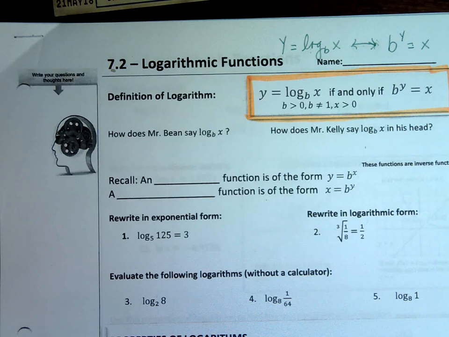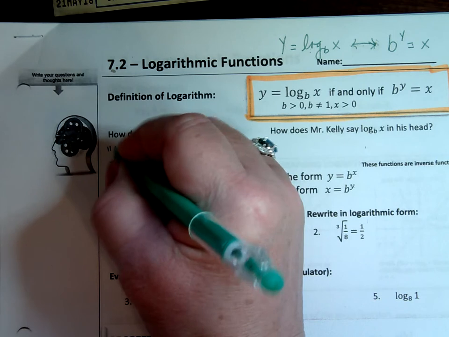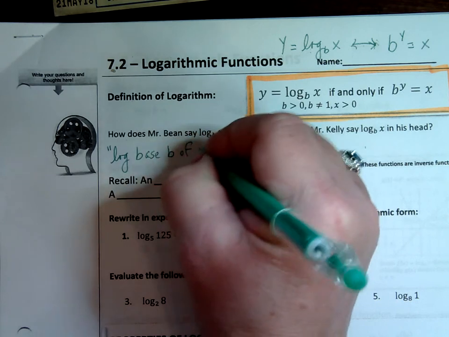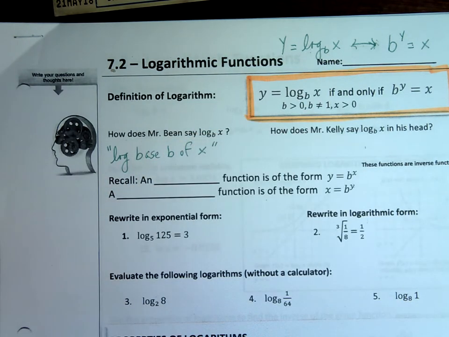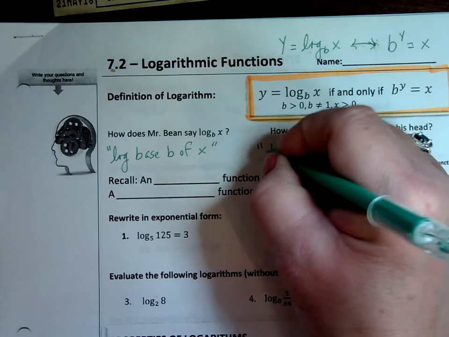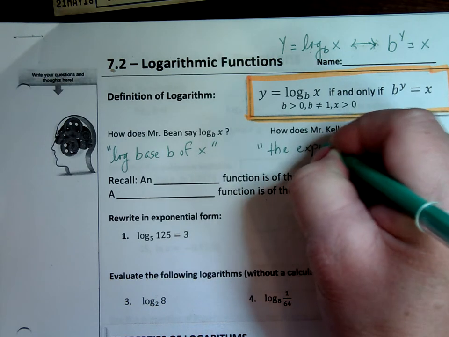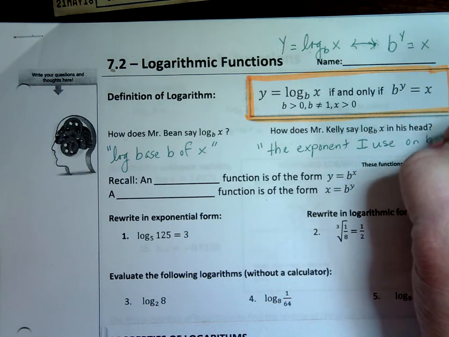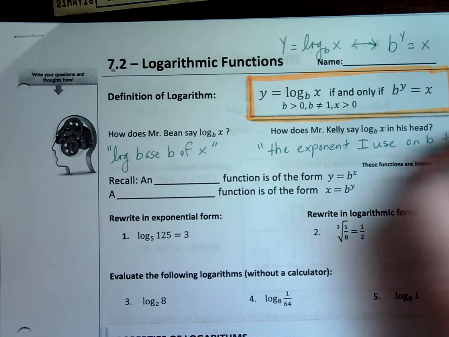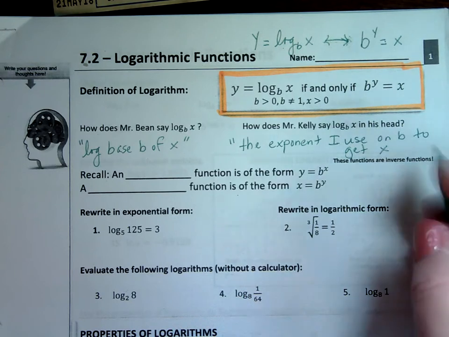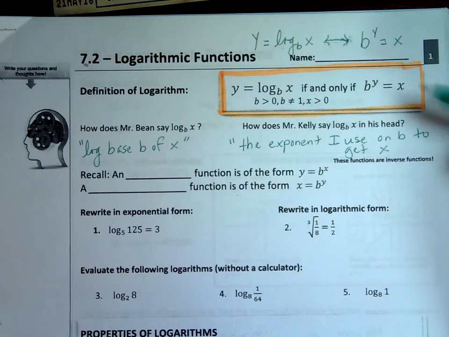Now on the video for the curriculum, how does Mr. Bean say log base b of x? He says literally, quote, log base b of x, and that's what we're going to say too. How does Mr. Kelly say it? He says this, and we're not going to use this method, but here's what he says. Maybe you might like it. The exponent I use on b to get x. That's too much for me. That's just too much for me. So I like this. Log base b of x makes more sense.